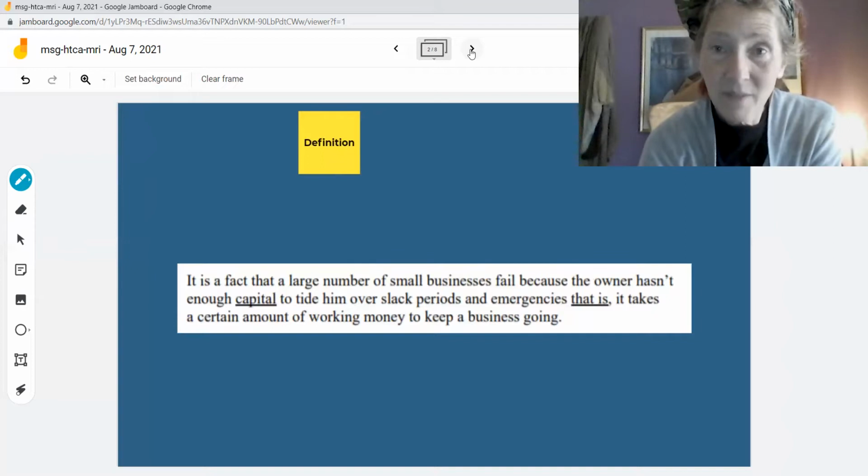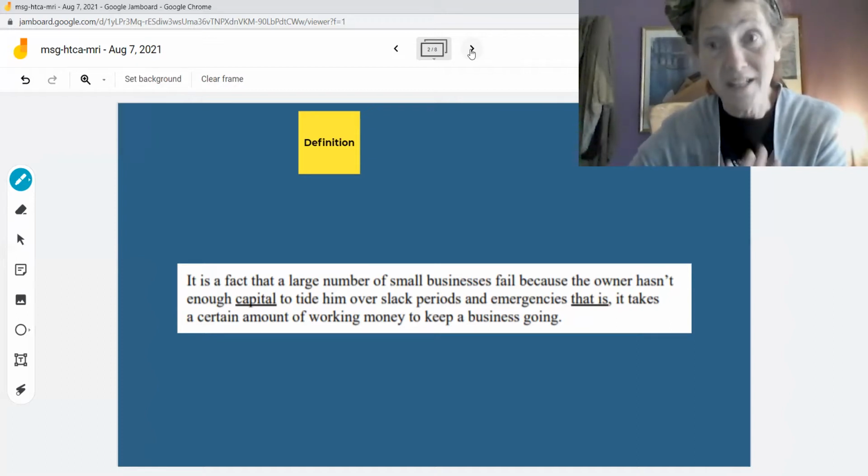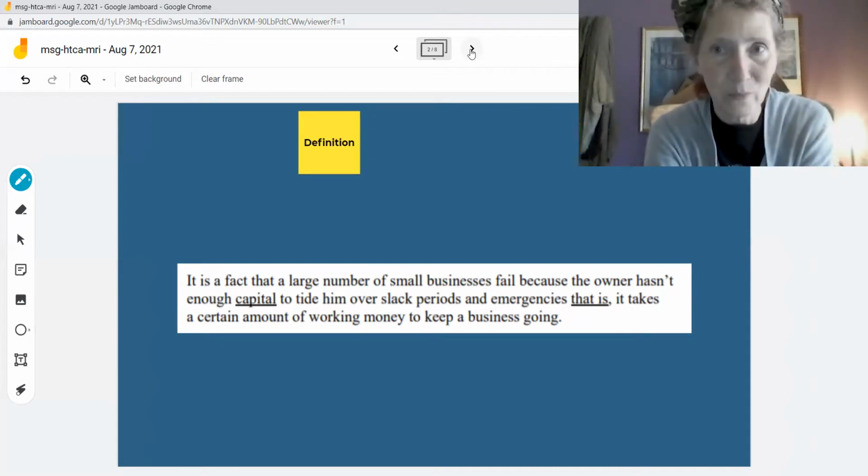Okay, sometimes they will define the word for you. Now, this definition isn't going to be what you would find in a dictionary. A dictionary definition is very specific. This is going to be just kind of telling you what the word means. Okay, so let's have a look at this one.